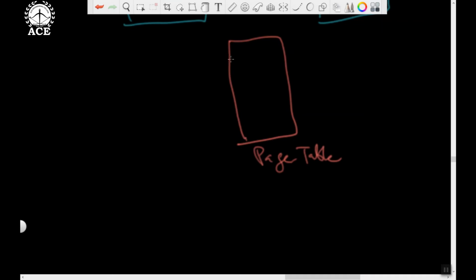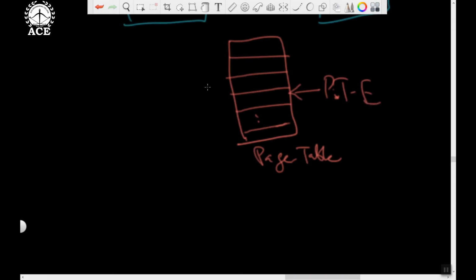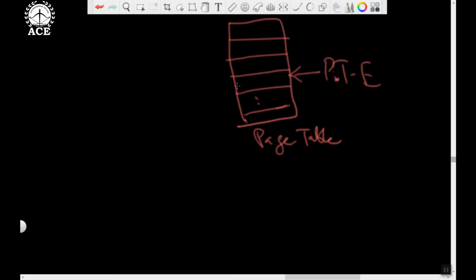Then after that, how is the address translation done? If you recollect, I said the address translation is done by means of a page table. Every program, every process will have a page table. So what will this page table contain? The page table will contain entries, called page table entries. How many entries will we have? The number of entries in the page table is always equal to the number of pages.